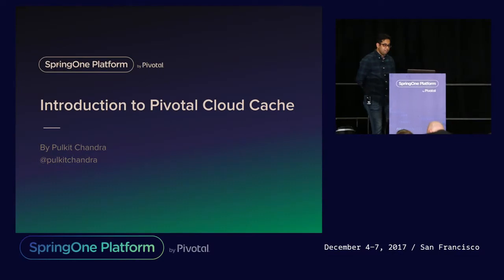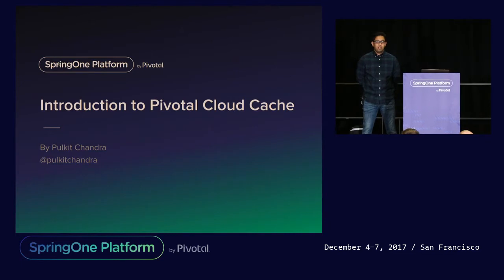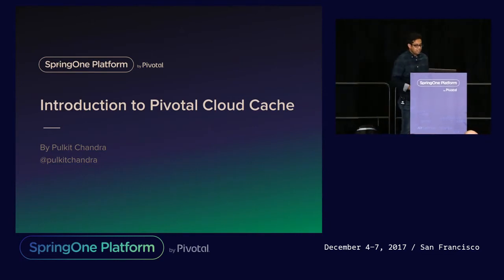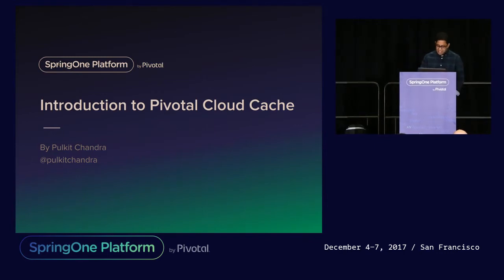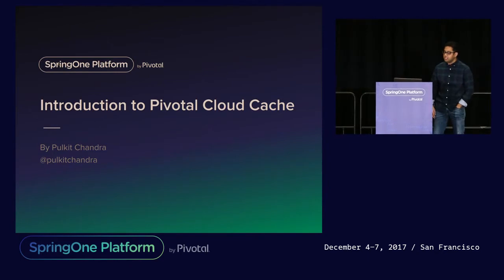Today's session, we're going to talk about Pivotal Cloud Cache. It's a newly minted service on Pivotal Cloud Foundry that is available to you, where you can actually use this service to do a little bit of caching in your microservices. Everybody needs that. I am Pulkit Chandra. I am the product manager for Pivotal Cloud Cache.